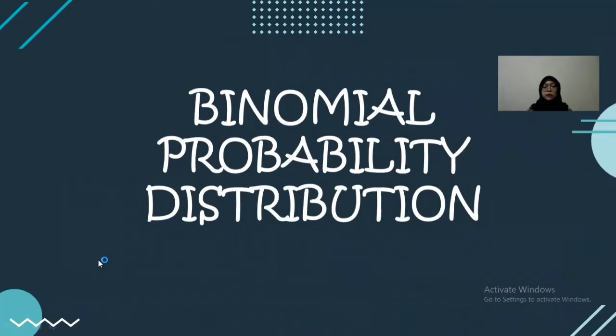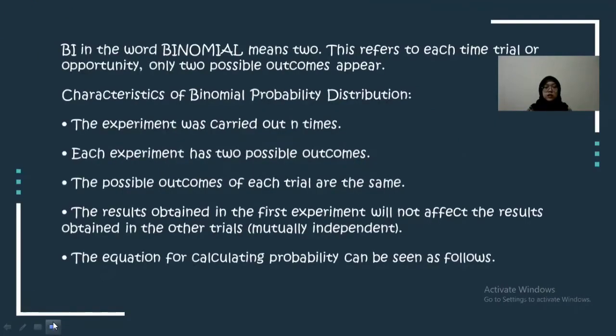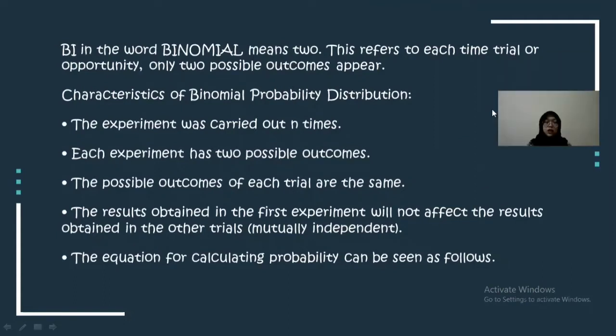Today I want to present about binomial probability distribution. Okay, we will describe it. Bi, or B in the word binomial, means two. This refers to each trial or opportunity, where only two possible outcomes appear.